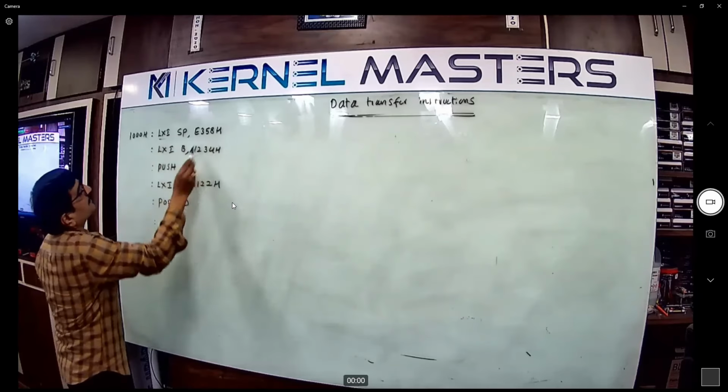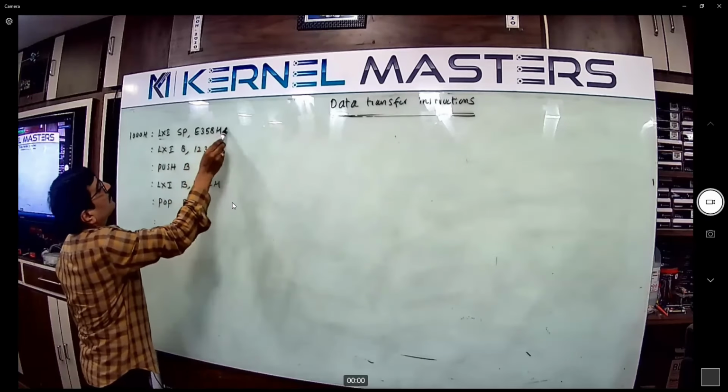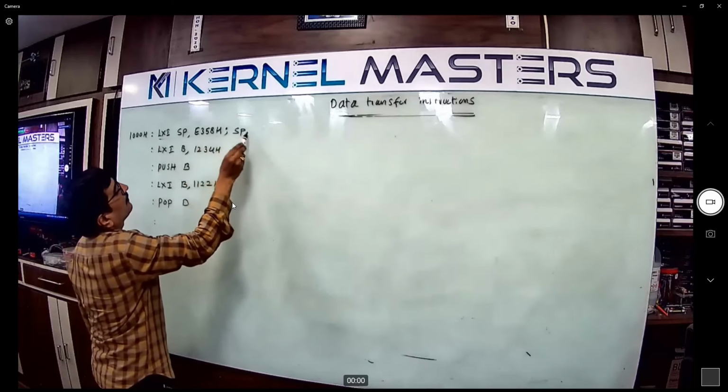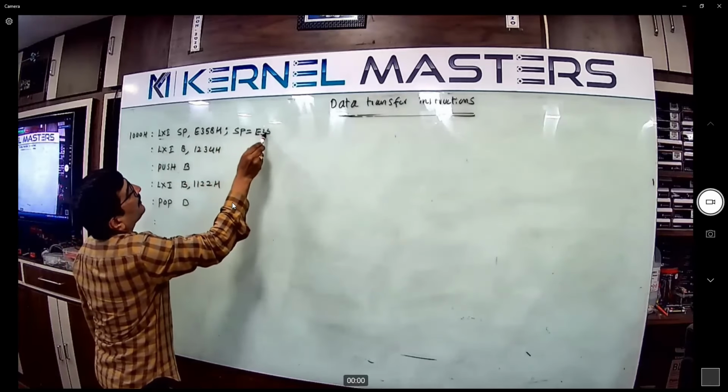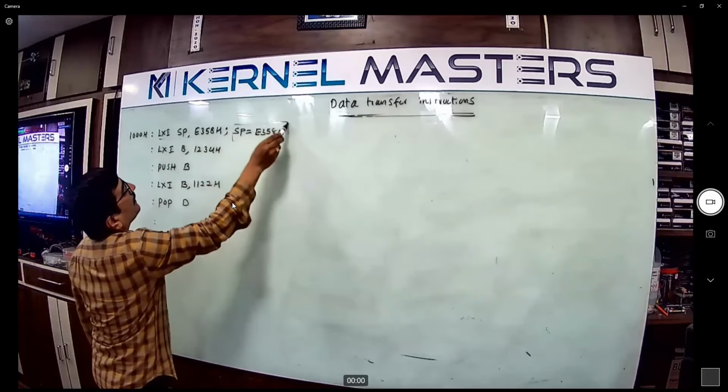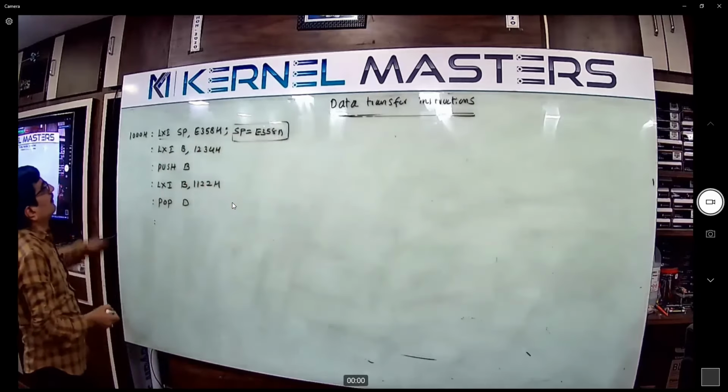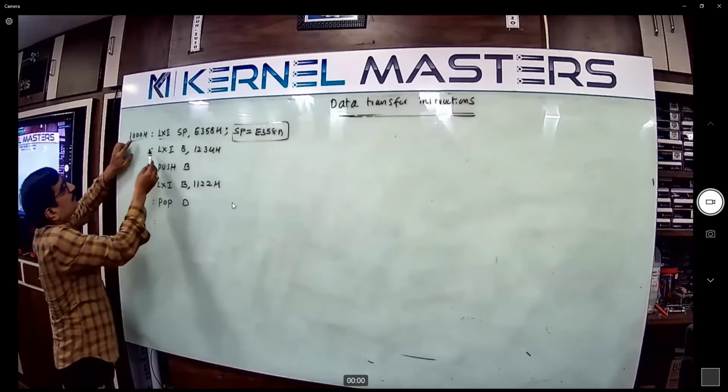So these are the first instructions. The first one is execution. What is the stack pointer value? The stack pointer is a 16-bit register. Tell me, what is the stack pointer value? E358. The starting address is 1000.